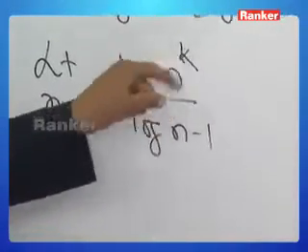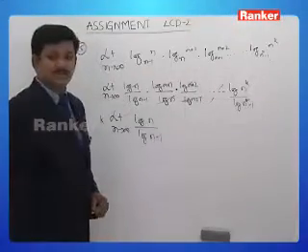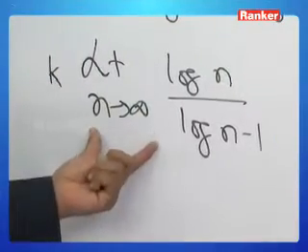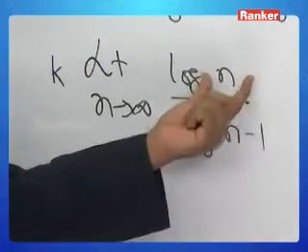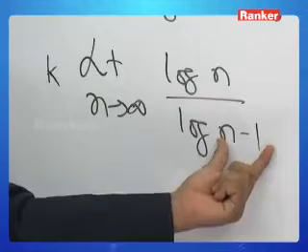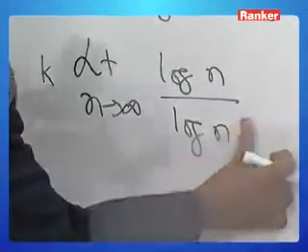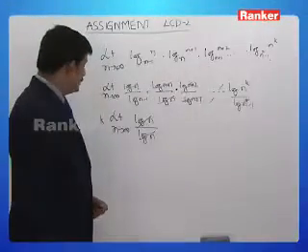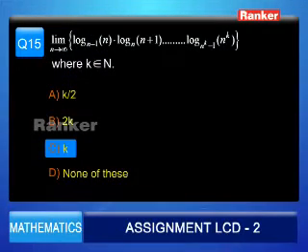Log n power k, we can write it as k log n, and k can be written outside the limit. Log of n power k is k into log n. And as n tends to infinity, n is an infinitely large number, and n is almost the same as n minus 1. To an infinitely large number, we add or subtract 1, it doesn't make much difference in the ratio. So we can write this as log n by log n, and this ratio will be 1, or our answer will be k. So answer is k, which is option C.